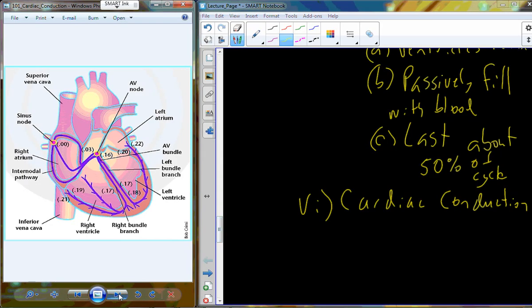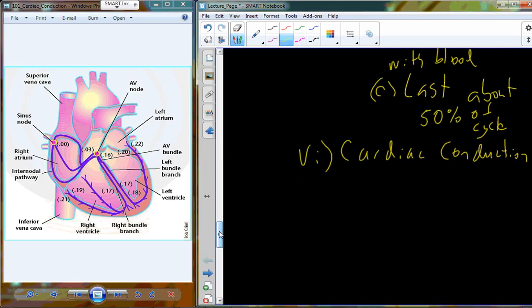So what you see here in the blue is specialized cardiomyocytes that carry a signal through the heart. That signal is what interacts with the surrounding cardiomyocytes to cause the muscle to begin to contract. Now, the thing that's really interesting about the tissue of the heart and the cells of the heart is they conduct electricity really well. They conduct changes in voltage really, really well.